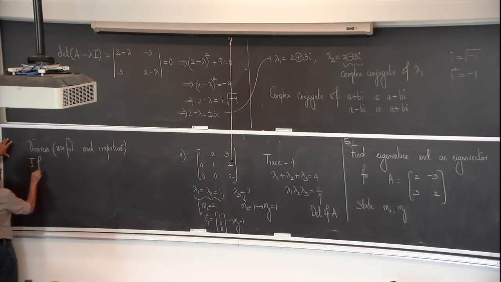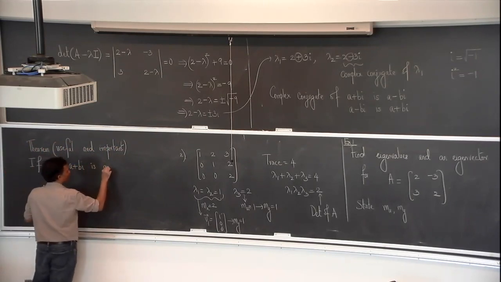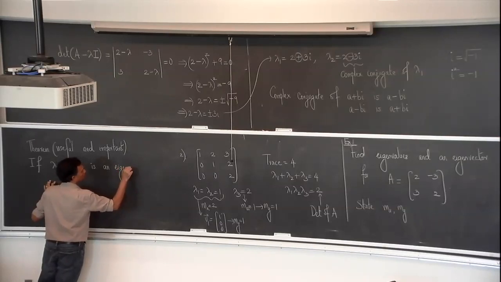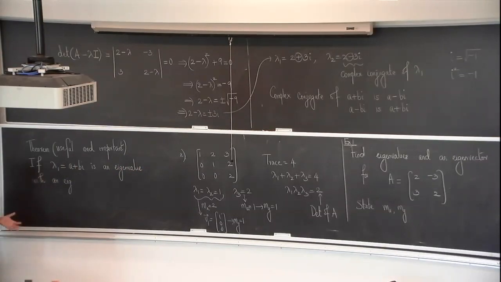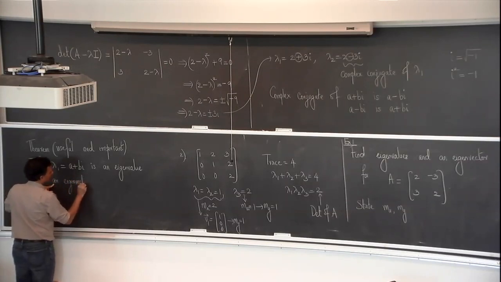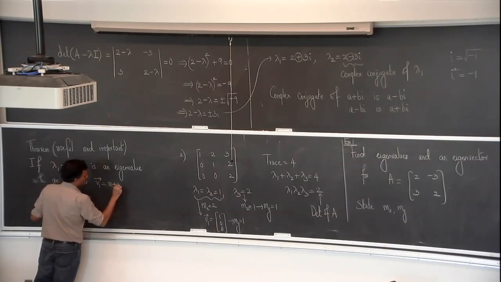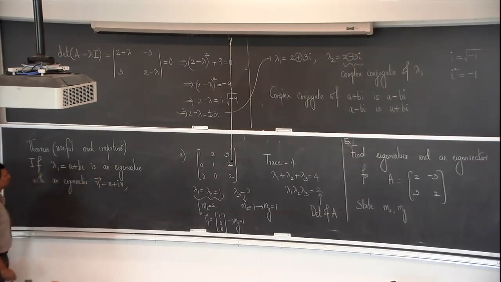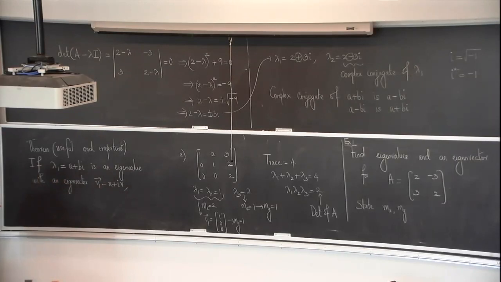So if lambda 1 equal to a plus bi is an eigenvalue with an eigenvector, there is nothing called the eigenvector because it's based on a free variable. You can generate an infinite number of possibilities. So with an eigenvector v1 equal to, I don't know, u plus iv, I hope I won't regret this notation. So with an eigenvector v1 equal to u plus iv, here is the good thing.